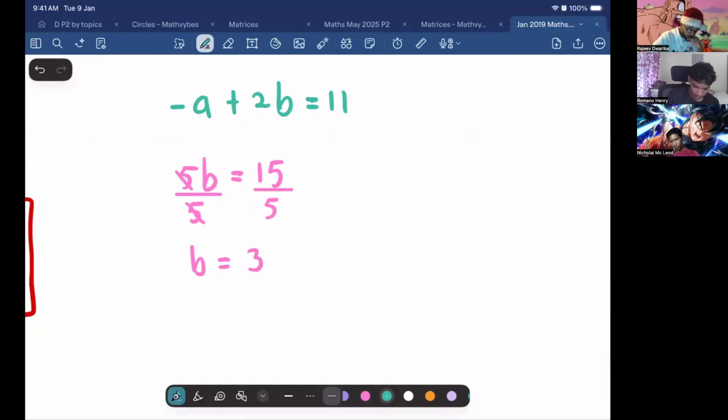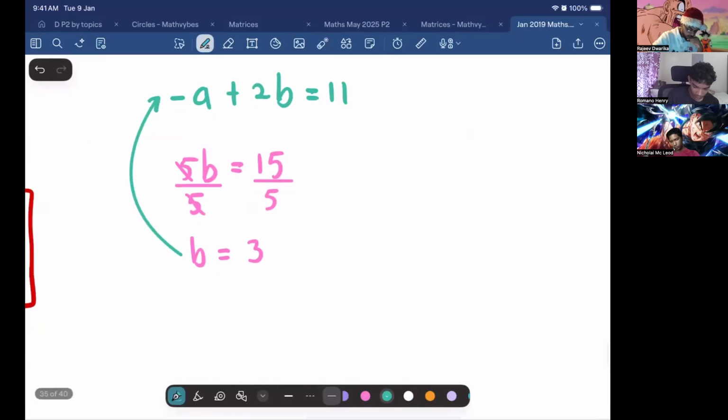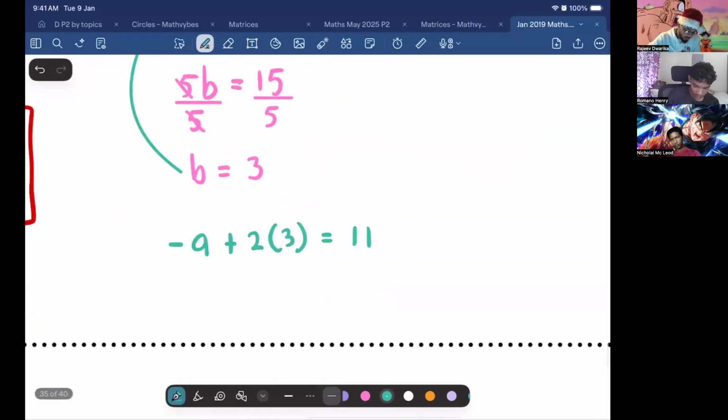If we know b is equal to 3, where could we plug that into now? The second equation, which was the minus a plus 2b. So it will be 2 by 3. Everywhere you see b, replace that with 3. So it's going to be minus a plus 2 by 3, which is 6, is equal to 11.